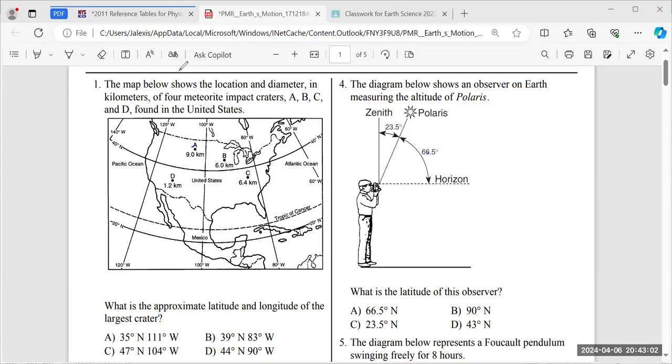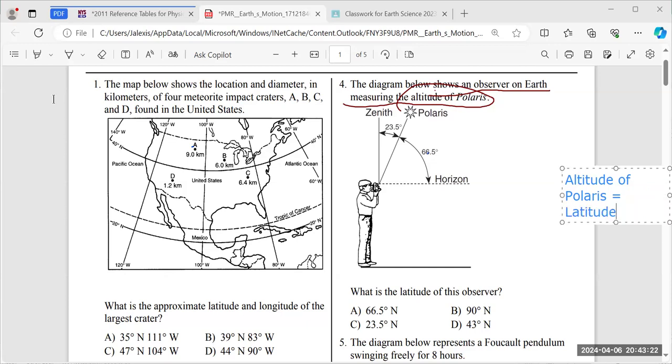All right, number 4, it says the diagram below shows an observer on Earth measuring the altitude of Polaris. What is the latitude of this observer? Well, remember what we just said. We just said the altitude of Polaris is going to be equal to your latitude, right? The number is going to be equal to your latitude, all right?